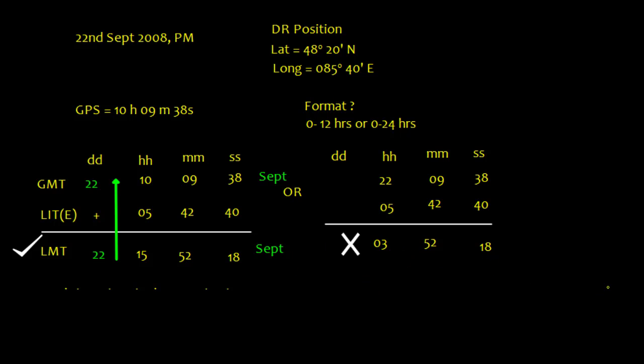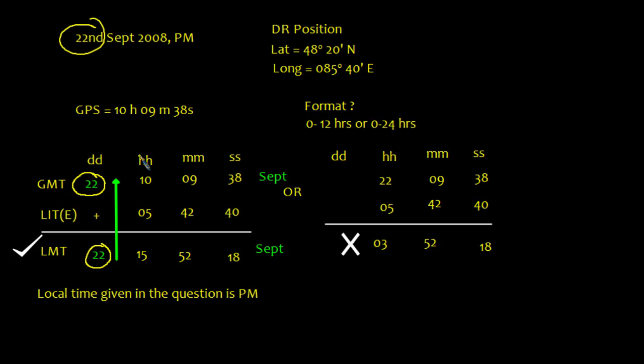Let's not worry about the date. First of all, let's focus on time. If you see, this is 03 local time and this is 15 local time. Then obviously the question says PM, that means this is the correct one and this is wrong. So let's ignore this part. So we have the local time as 15, 52, 18, and now let's put the date here, which is 22, because that is the date given in the question, and let's work back the date. Now we arrive at the GMT date.